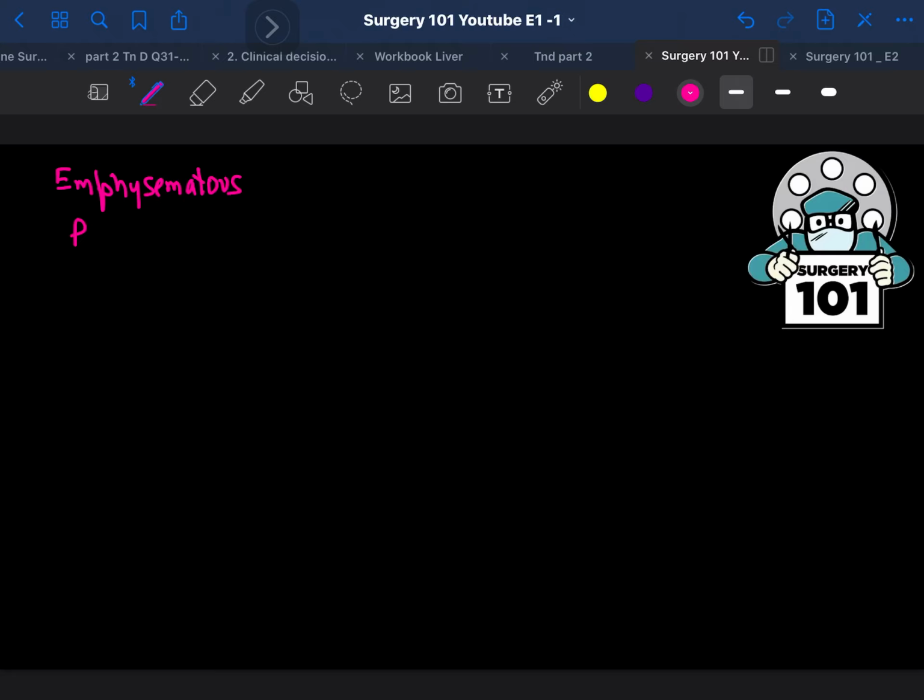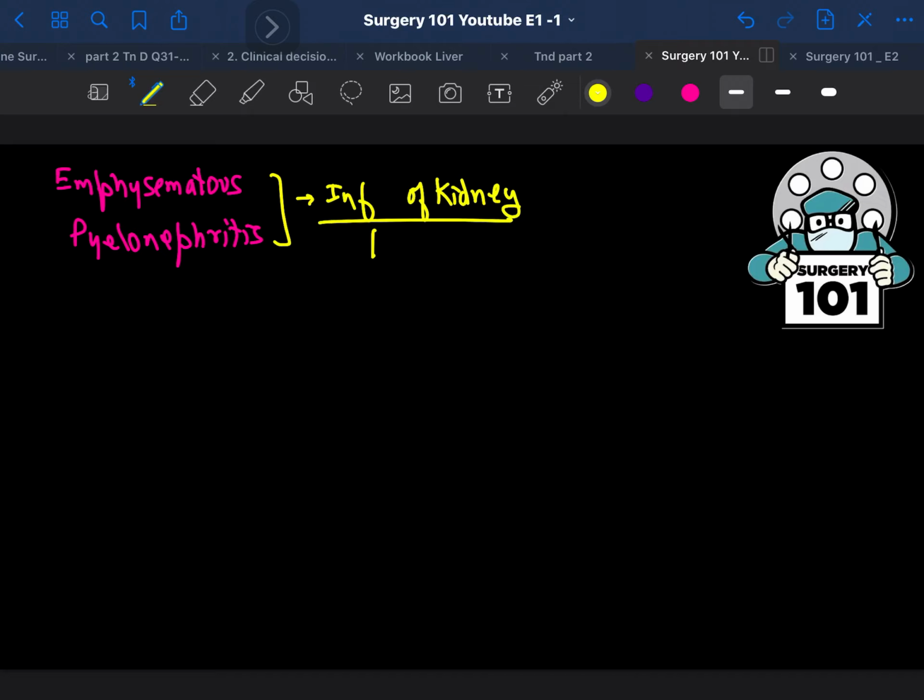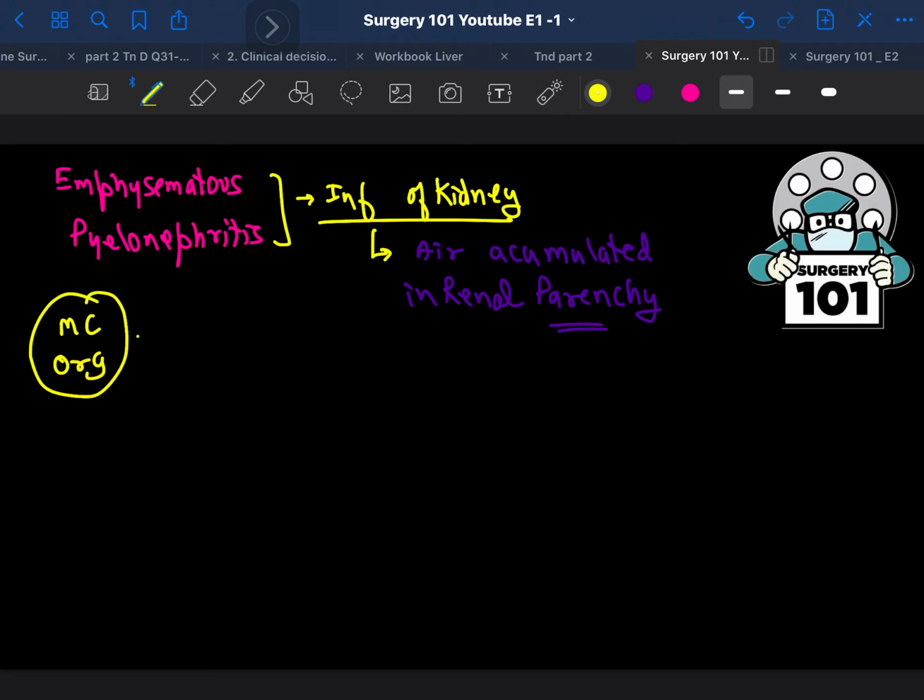Emphysematous pyelonephritis. Now what about this emphysematous pyelonephritis, guys? It is an infection of the kidney in which there is air accumulated in the renal parenchyma. Okay, so it's an infection of the kidney in which there is an air accumulation in the renal parenchyma. Now, one of the important MCQs which they keep on asking you is, what is the most common organism?